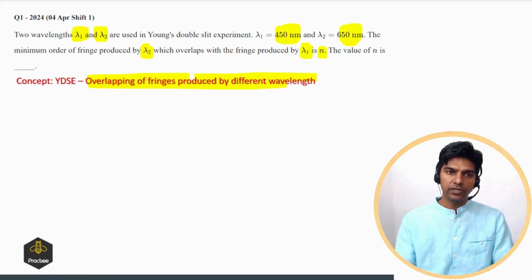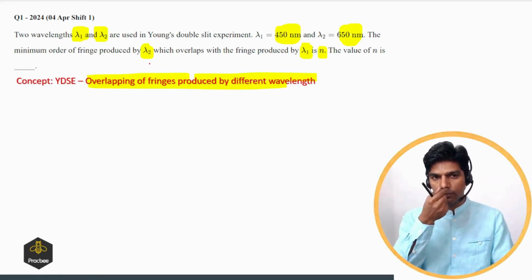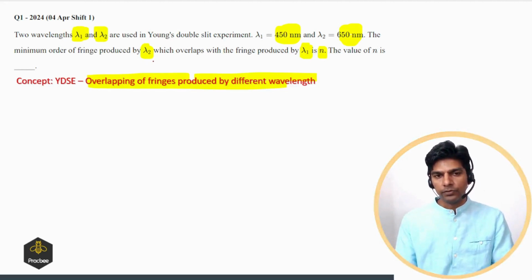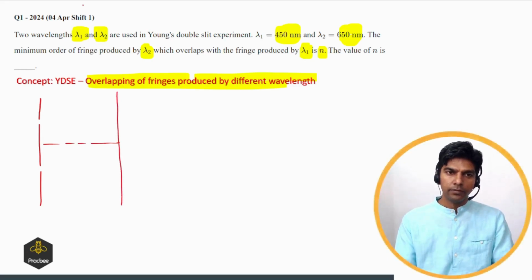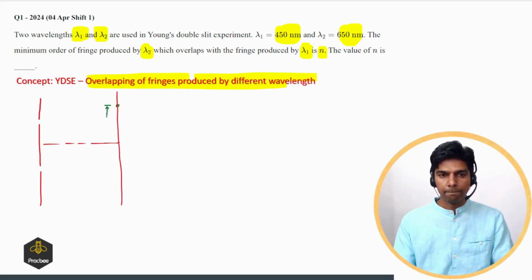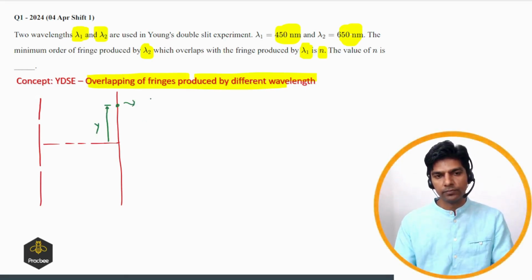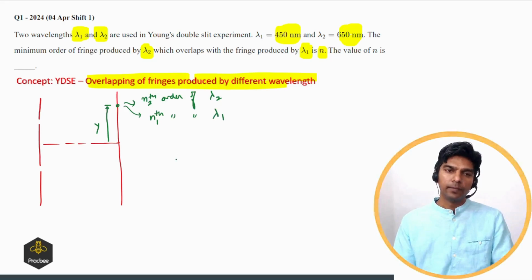So what is actually happening? The position of the maxima which is being produced by lambda 2 is formed at the same location as a maxima produced by lambda 1. So if I show the setup, let us say at distance y, at this location, we can say the n2th order of lambda 2 is coinciding with the n1th order of lambda 1, right?